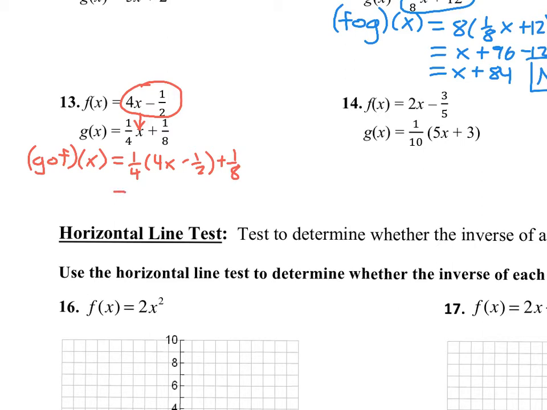Distributing, we get 1/4 times 4 is 1, so 1x. 1/4 times negative 1/2 is negative 1/8 plus 1/8. These cancel out, so you're left with x. So since our final answer is x, we say yes, they are inverses of each other.